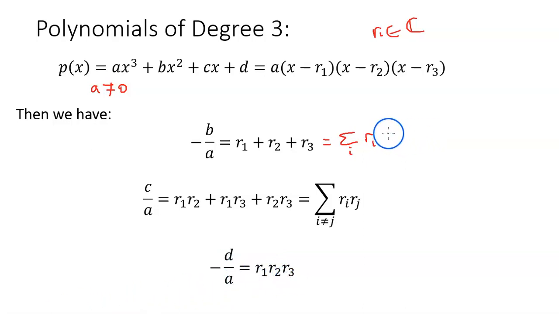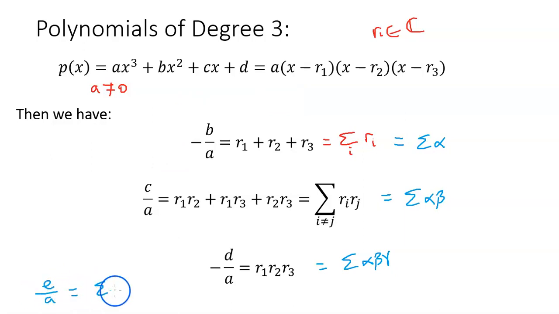And if you want to write it in an even more convenient way, that's easy to remember, you can just think of it like this. Negative b over a, sum of alpha, so the sum of each of the roots. Positive c divided by a, sum of alpha beta. And then negative d divided by a, sum of alpha beta gamma. And if we were doing a polynomial of degree 4 or higher, the next one would be positive e divided by a equals sum of alpha beta gamma delta.